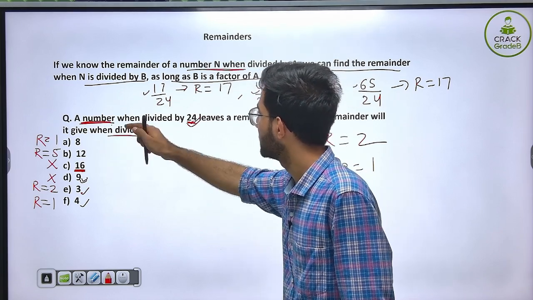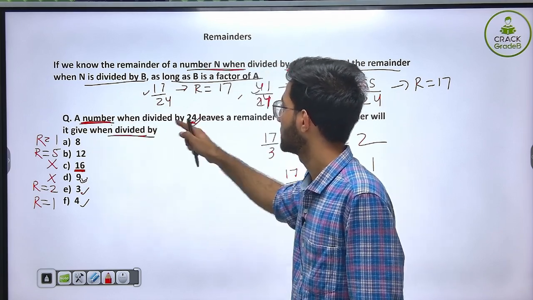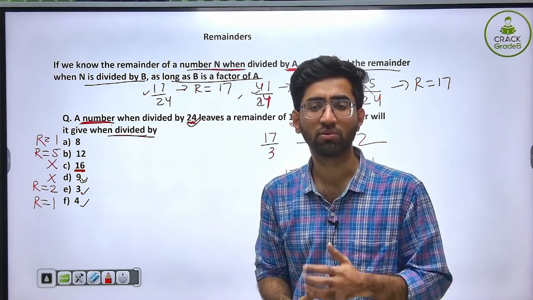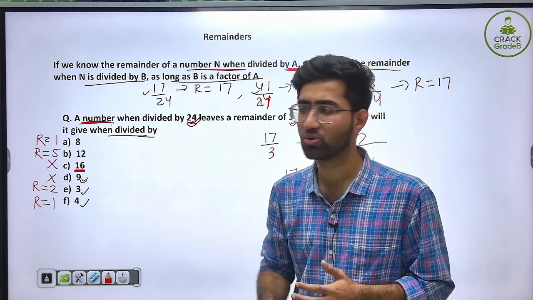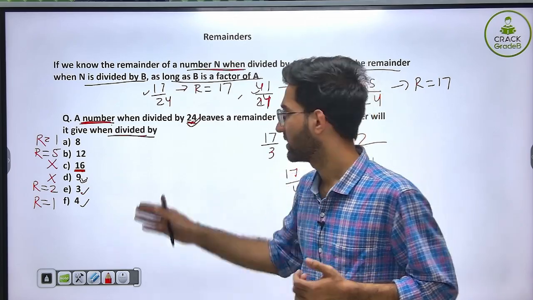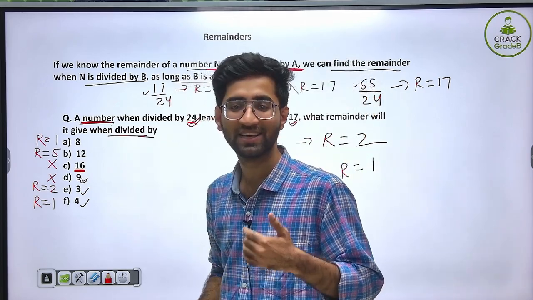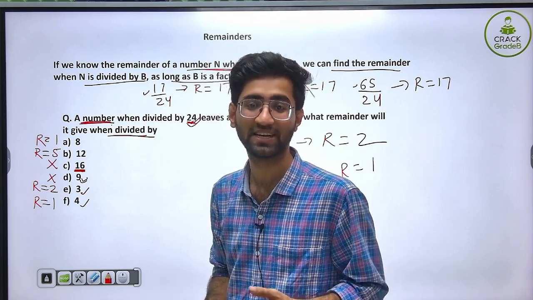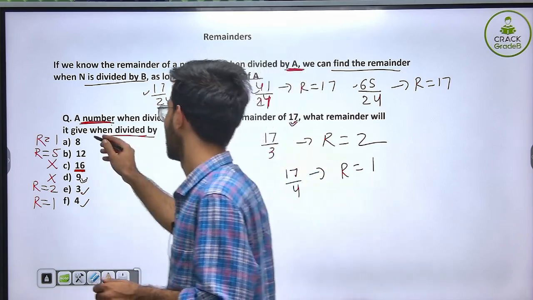Suppose you divide this number by those numbers which are factors of 24, you can answer. But if the number is not a factor of 24, you can't answer what the remainder will be. Now I will solve this question quickly, such that even if you have any kind of doubt, even if you are not able to understand it for now, you should be able to answer. Let us look at 8.